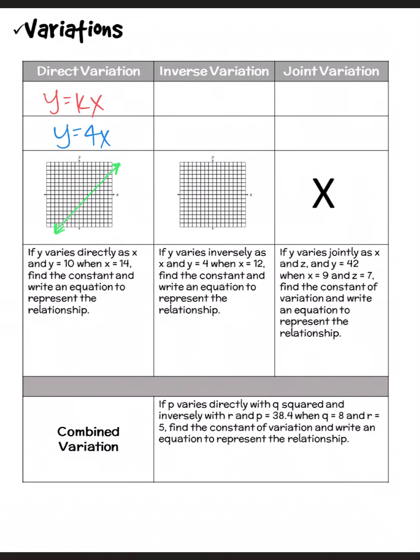If y varies directly as x and y equals 10 when x equals 4, find the constant and write an equation to represent the relationship. So we would need to find k by dividing both sides by 4. K equals 5/2, y equals 5/2 times x.